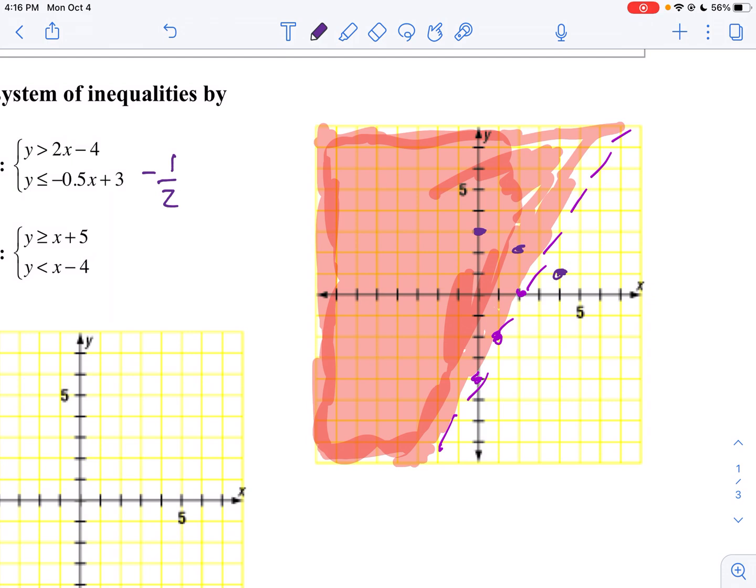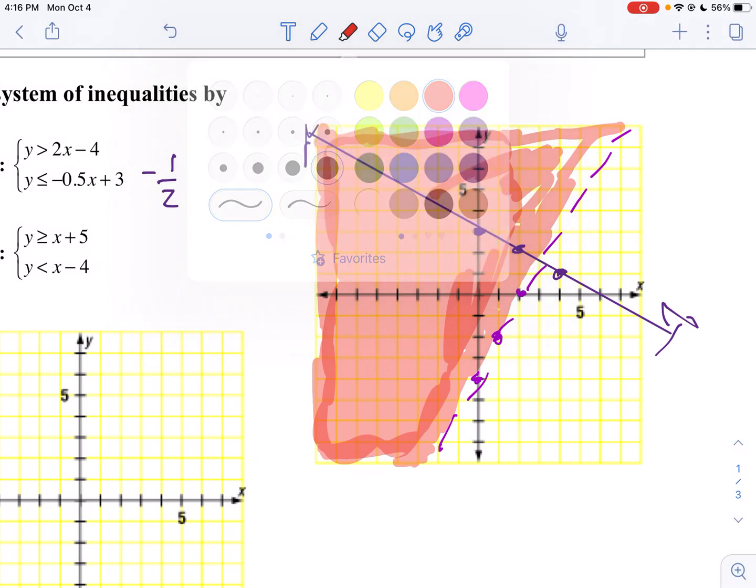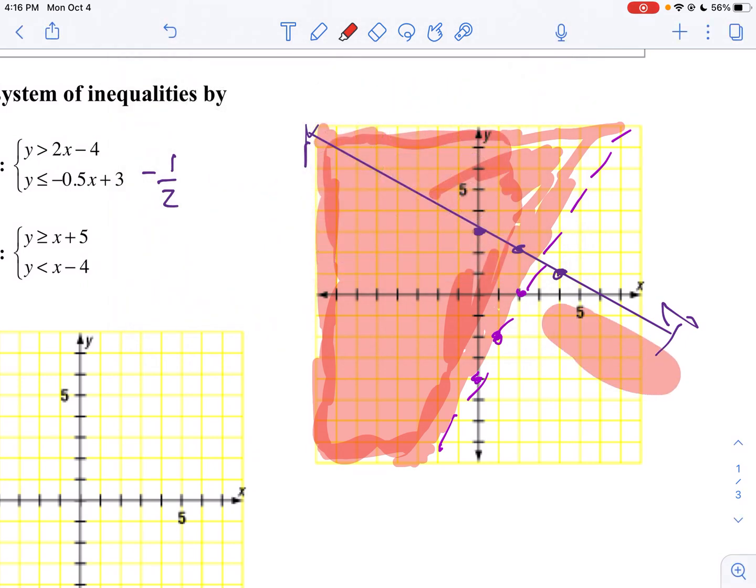Oh, there it is. My purple didn't show up very nice. Okay. And we want to shade less than this line. So what I'm really interested in is the part of the shaded region I already have that's less than that line. Because, yes, I should shade everything below this line. So if I shade everything below that line, it'll be, whoops, I don't want the same color. Sorry about that. Let's try that again.